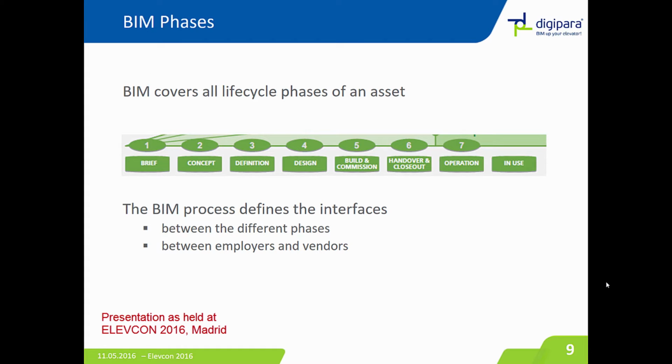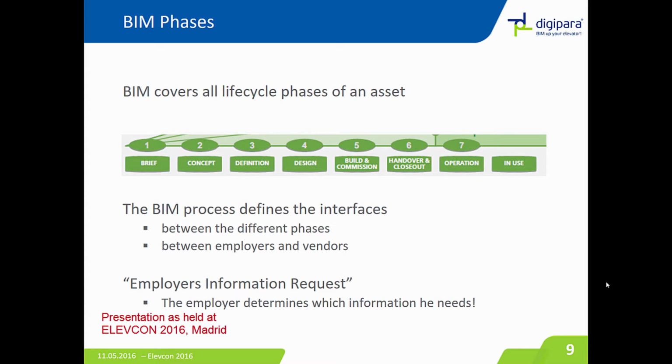And the BIM process defines the interfaces between the different phases and between the employers and the vendors. And you, as an elevator company, are the vendor. Very important is the employer's information request. The employer determines which information he needs. I mean, if the architect tells you, I need a BIM model, he needs to tell you what the BIM model should consist of, which information he needs in the BIM model.